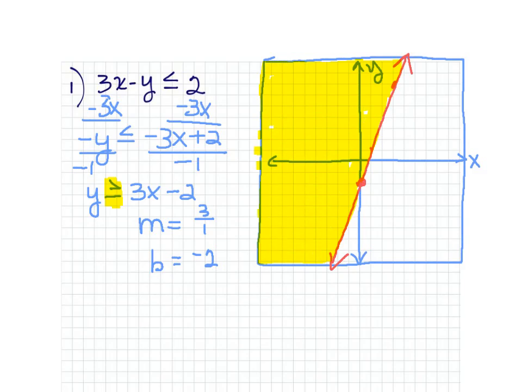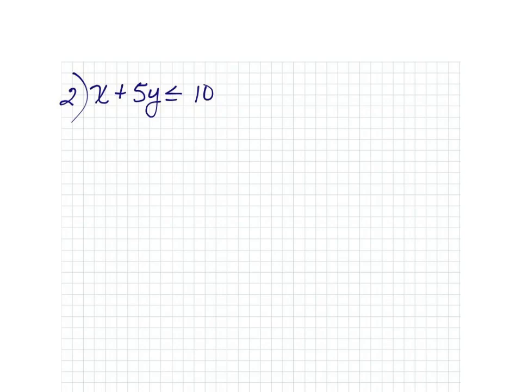Y is greater, all the points above, where y is above the boundary. Okay, so that's number one. Okay, let's look at number two. Number two, copy it down. X plus 5y is less than or equal to 10.